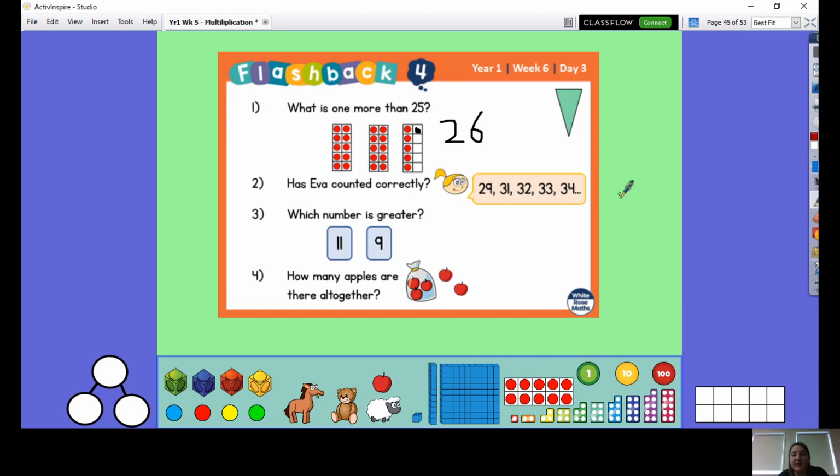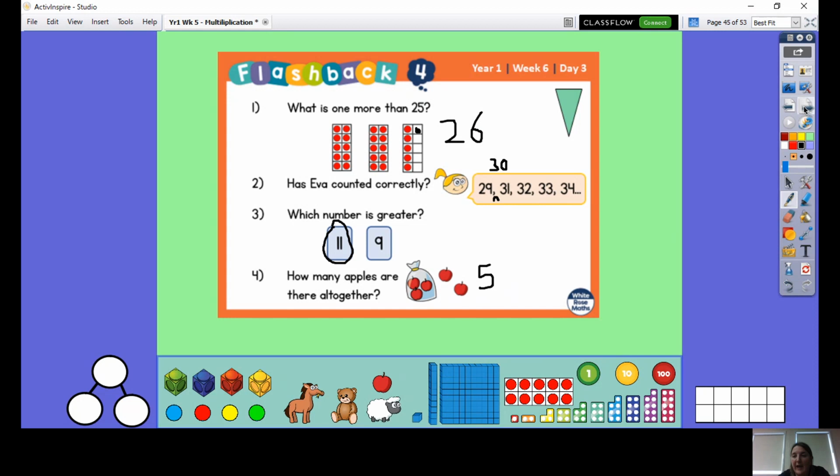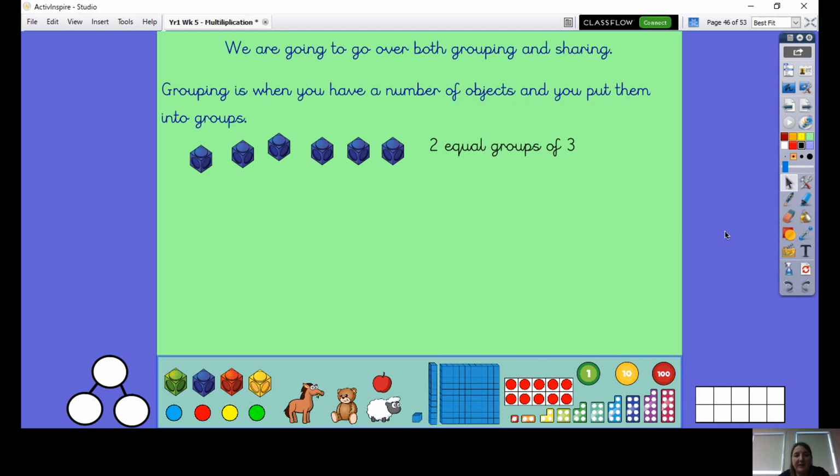29, 31, 32, 33, 34. Hopefully you realise that she's missed out the number 30. Brilliant. Which number is greater? Remember that the word greater means bigger than or more than. So 11 is greater. And how many apples altogether? Counting on, we've got 3 in there. 3 and 2 make 5. Brilliant, well done.